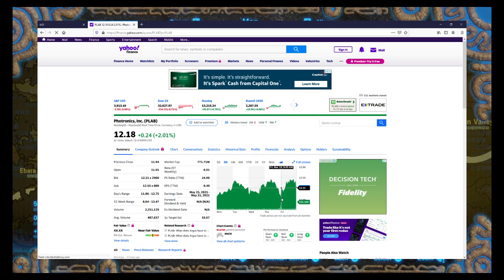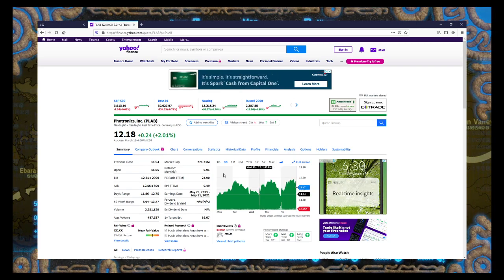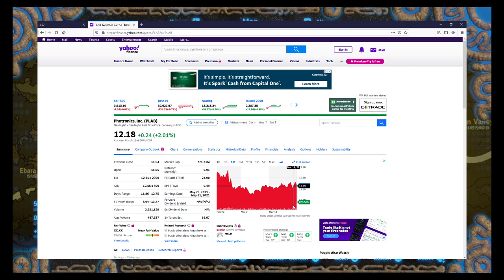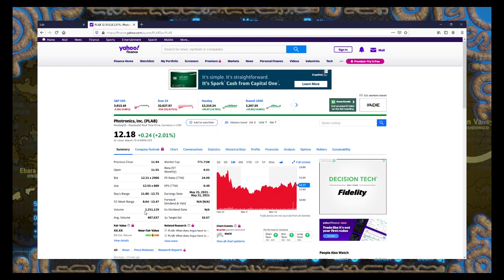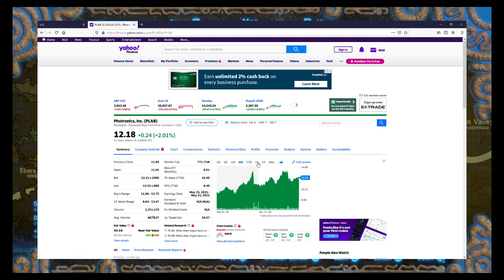It's huge volume. The volume even shows up as huge in the 5-day chart. Even the 1-month chart. Look at that. That is nuts. That was probably the contributing factor to this volume number for that day. 2.2 million when the average volume is 487,000. Interesting.